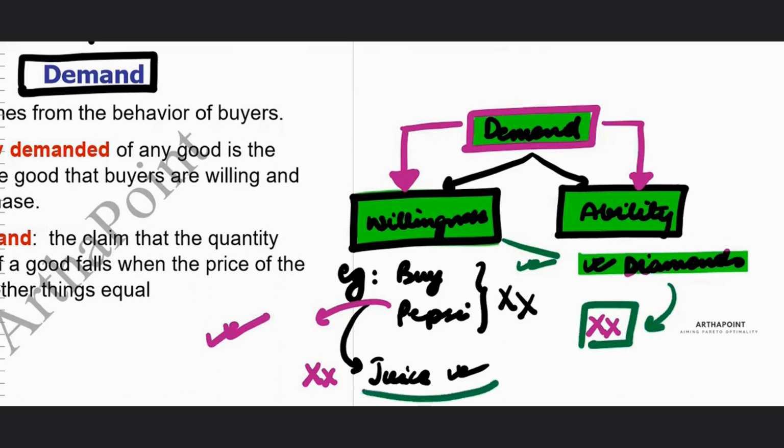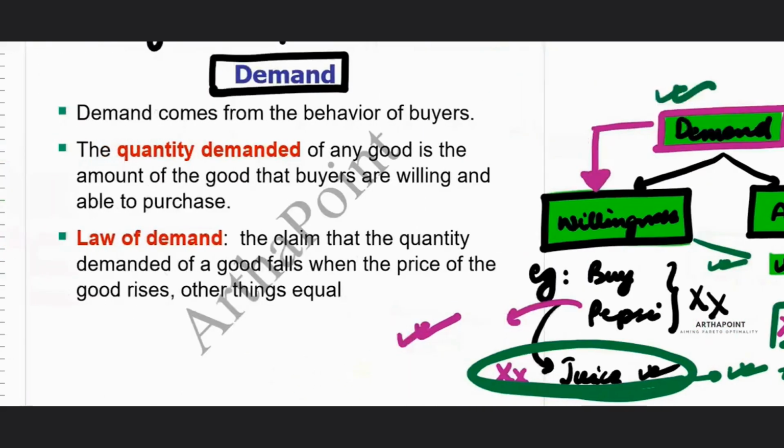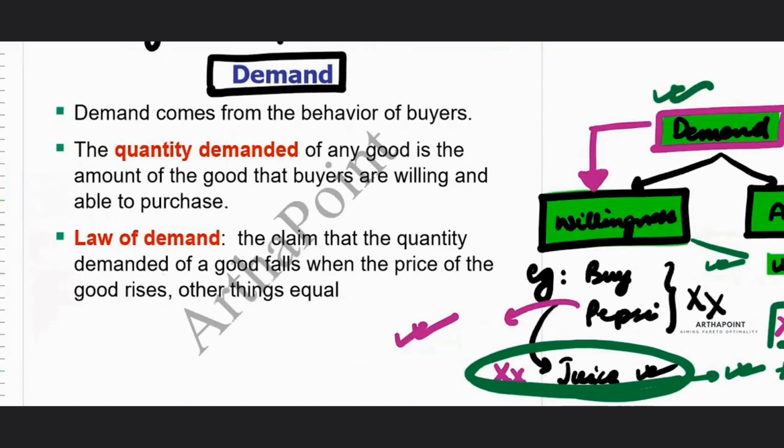Only when you are able to buy it and you have the willingness to buy it. I can buy a juice and I am also willing to spend for it. Only when both things are simultaneously satisfied will I demand a commodity. So what is demand? Demand is going to depend on two things: first, willingness, and secondly, ability.